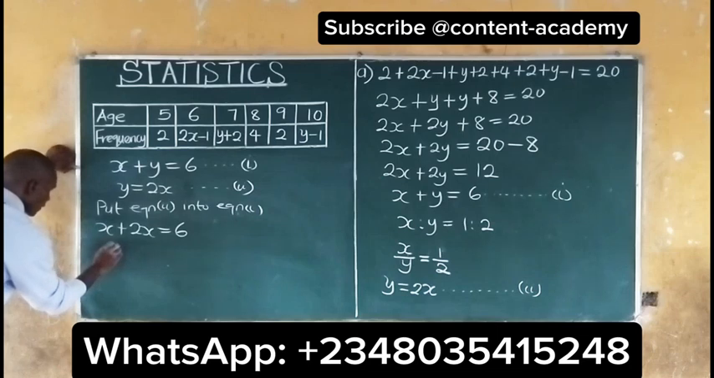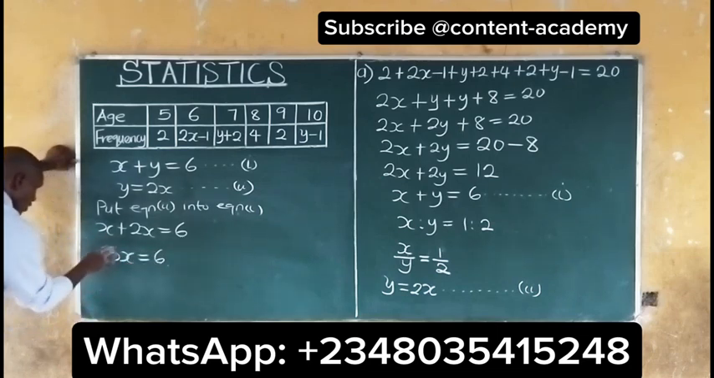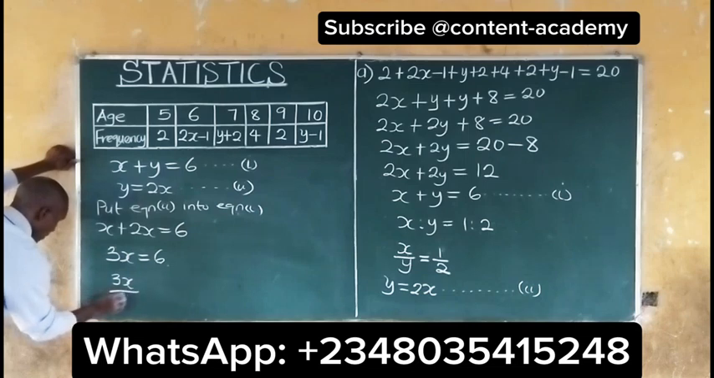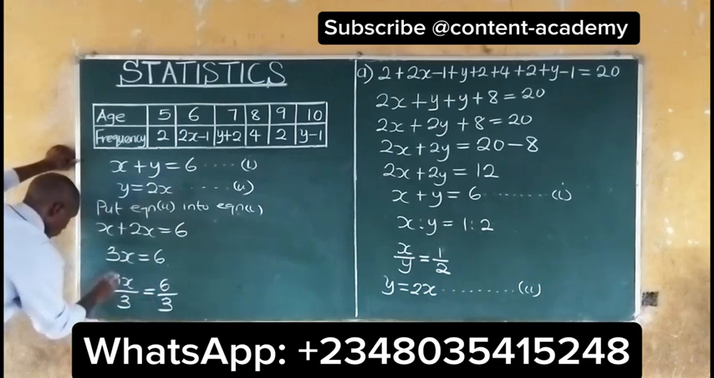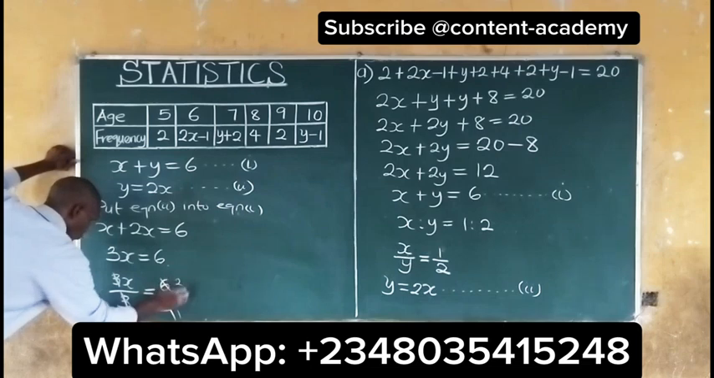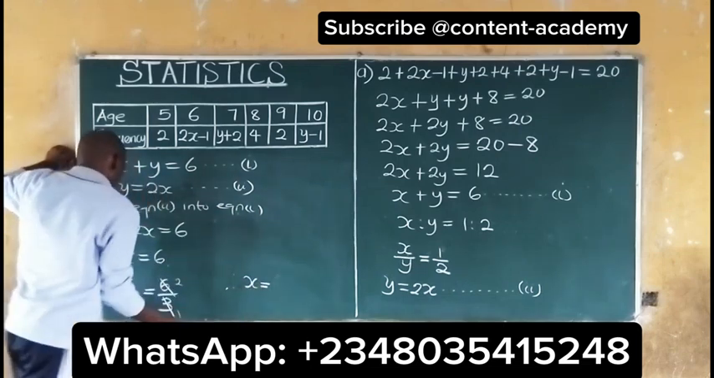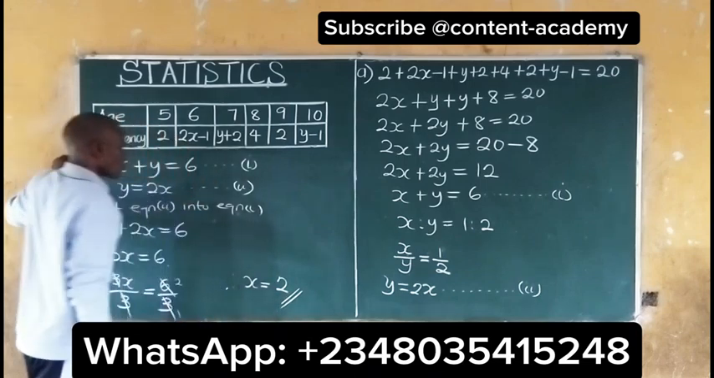So we have 3x equal to 6. If we divide both sides by 3, we have 3x divided by 3 equal to 6 divided by 3. So this cancels this, and here 1, here 2. It then means that our x is equal to 2.